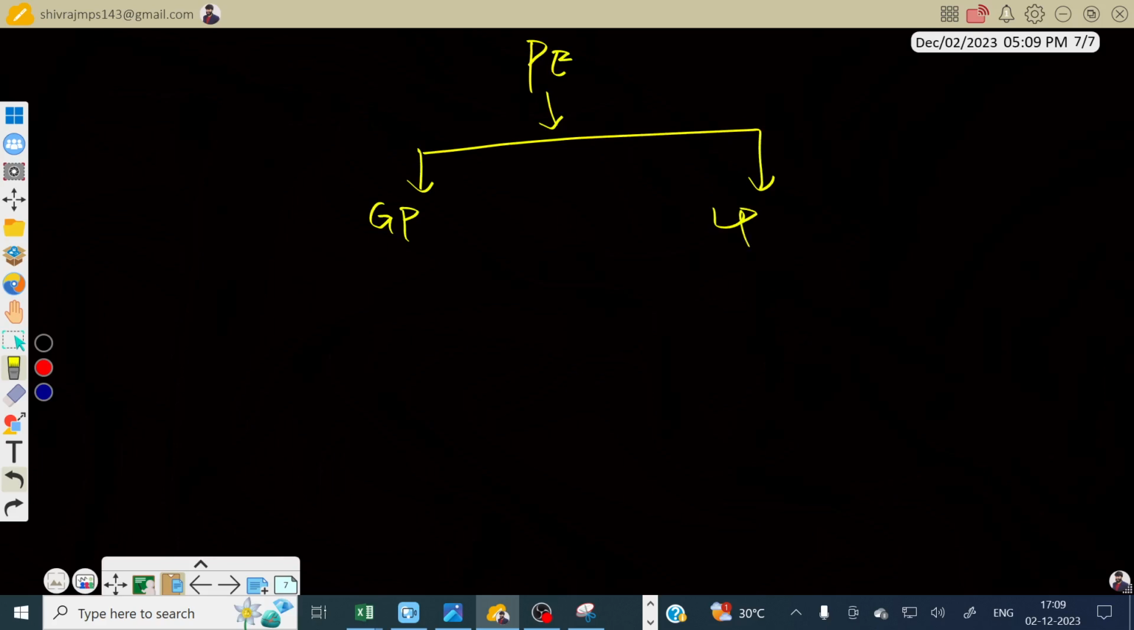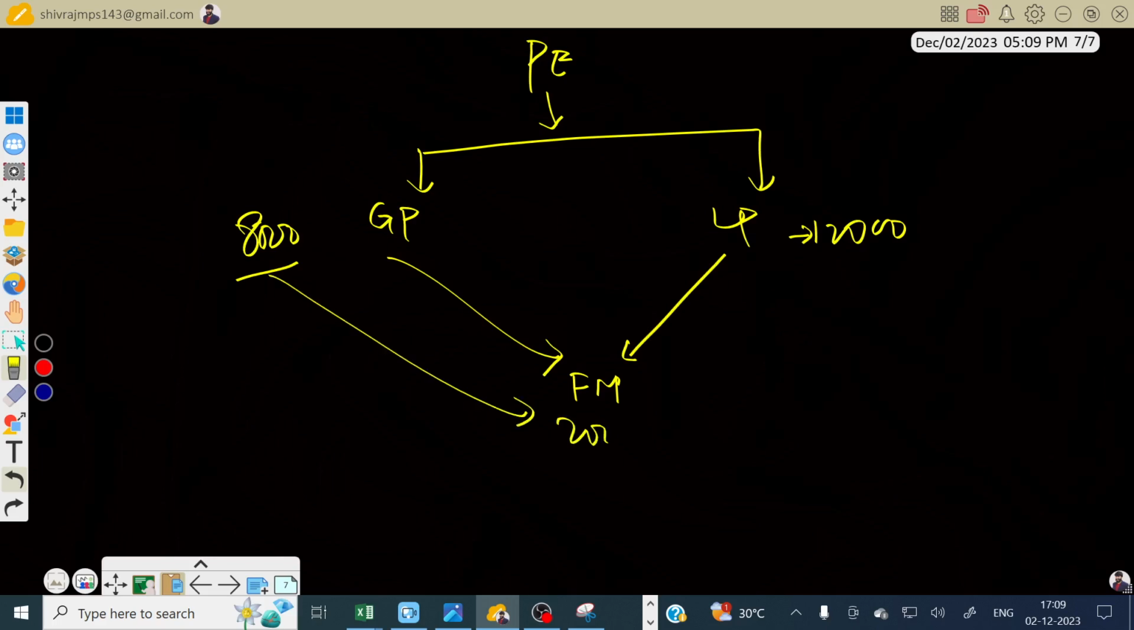So as I said, in private equity, what happened? PE: general partners, limited partners. They both can appoint a fund manager. Let's say general partners contributed 8,000 and limited partners are interested in, let's say, 12,000. So both can contribute 20,000 as capital, where the fund manager can manage 20,000.